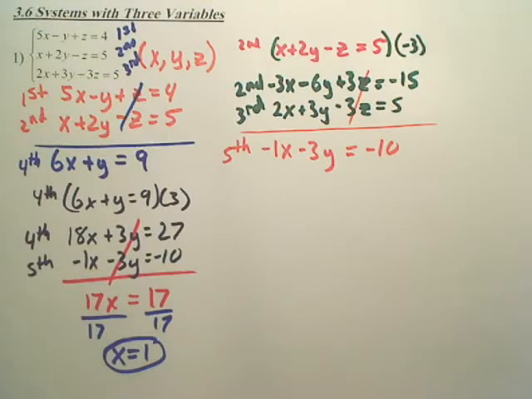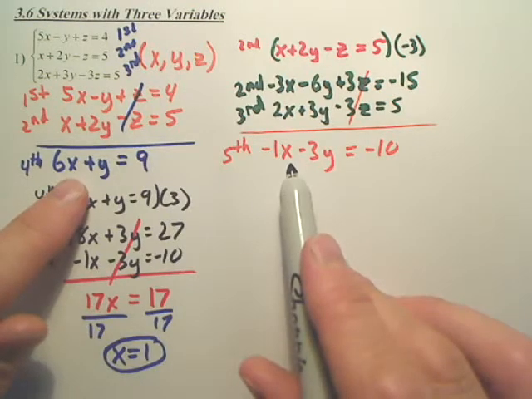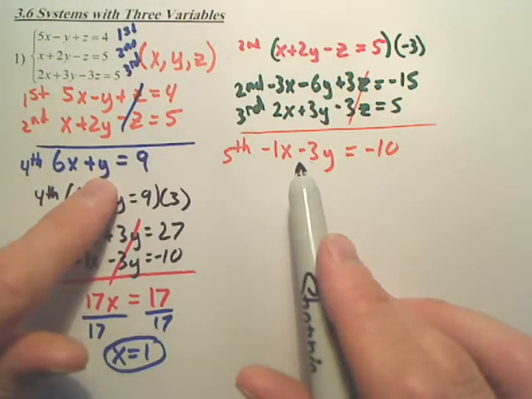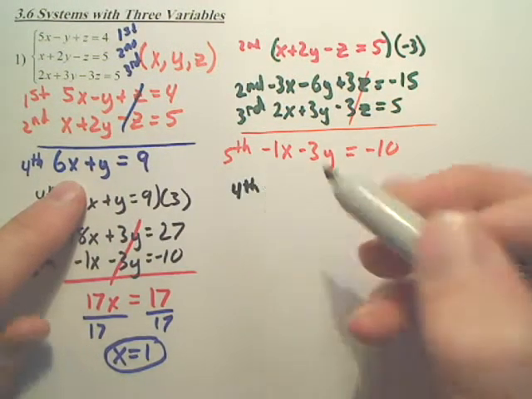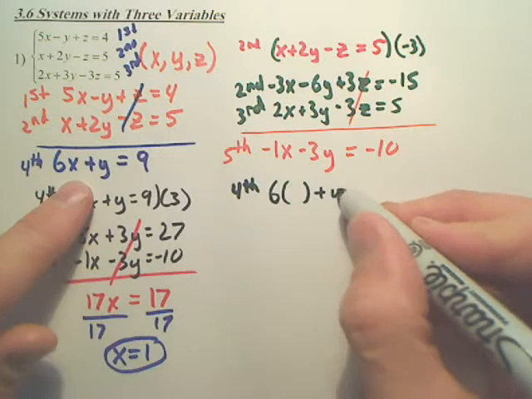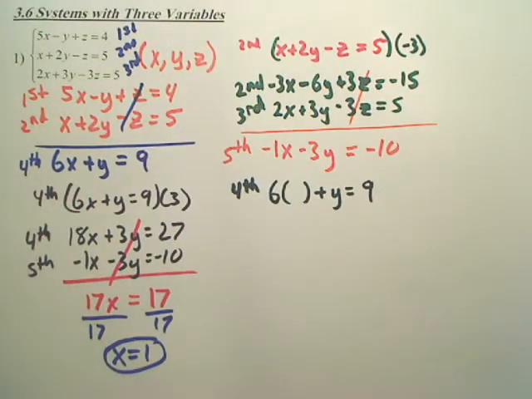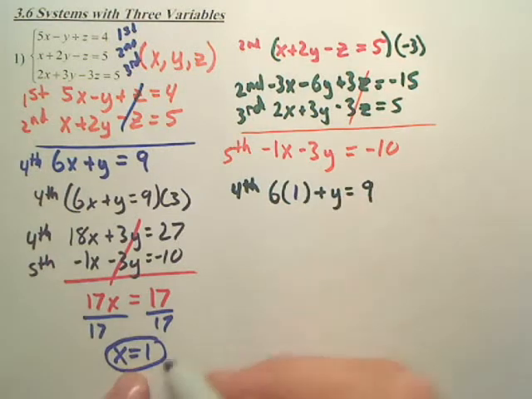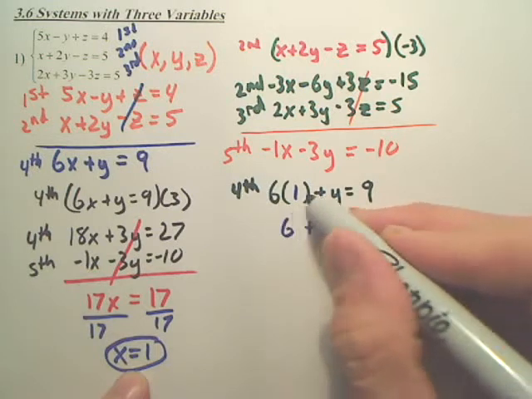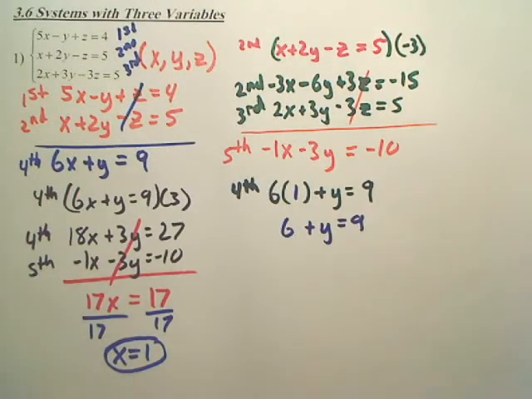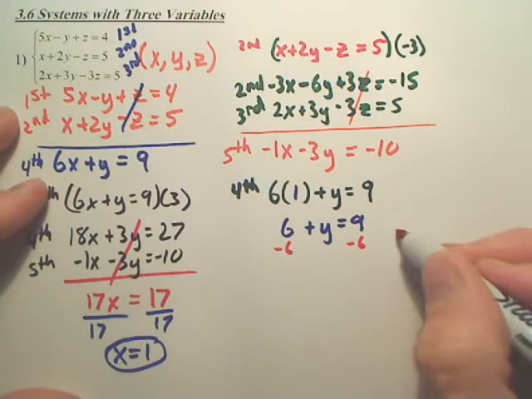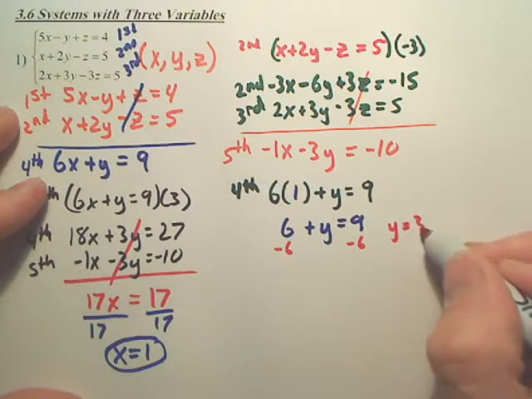Now let's think about it. If I want y, could I just plug this into one of these two? Yeah. Looking at these two, what's easier? Wouldn't the fourth be easier because y is right there? So I'm going to take the fourth equation, 6 and blank for x, because I want to find y. And what am I going to plug in there? Aren't I going to plug the 1 in for x? That leaves me 6 times 1, 6. And we minus the 6 over. And it looks like we get y equals 3.